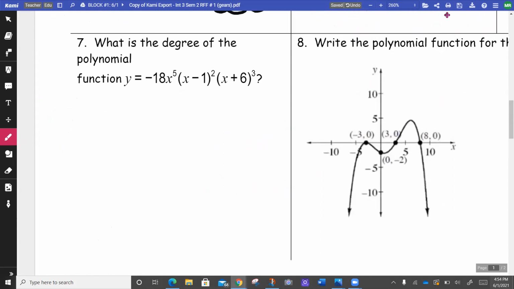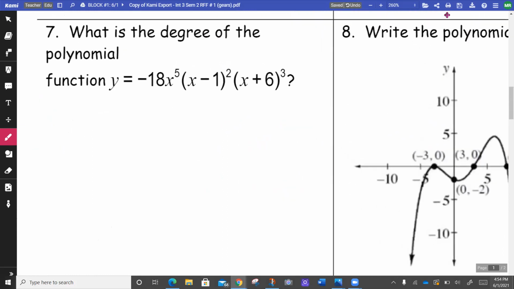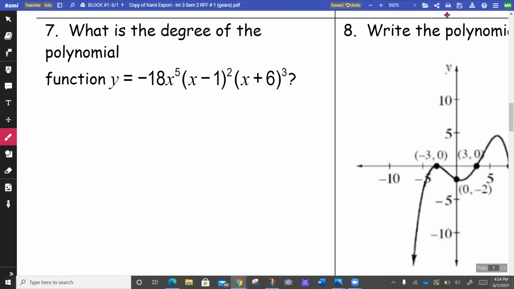Seven, what is the degree of the polynomial function? So when it's in this form where they're multiplying out, you are going to take this, which is a 5, plus this, which is a 2, plus this, which is a 3. The 18 is just a number. That would be degree 0, so that's not going to increase this. So that's going to be 7 plus 3, 10. This is degree 10.